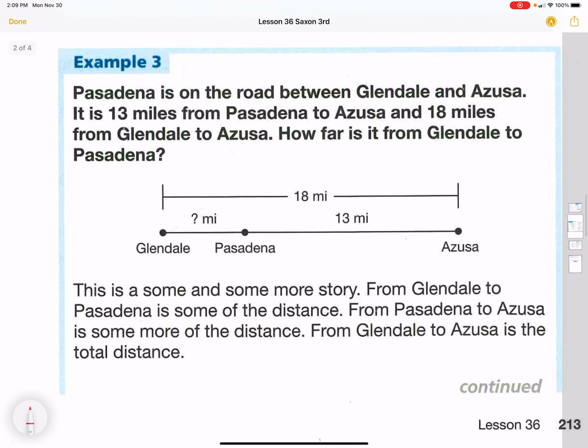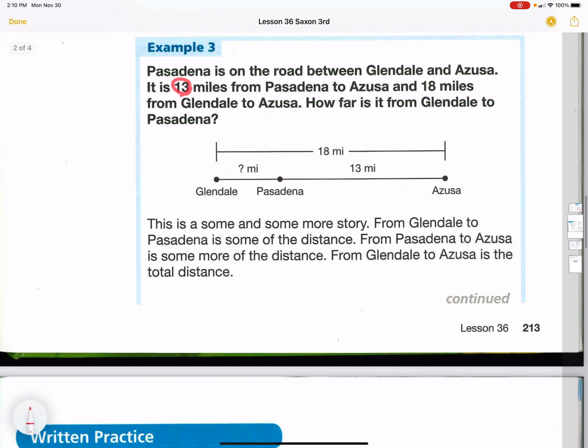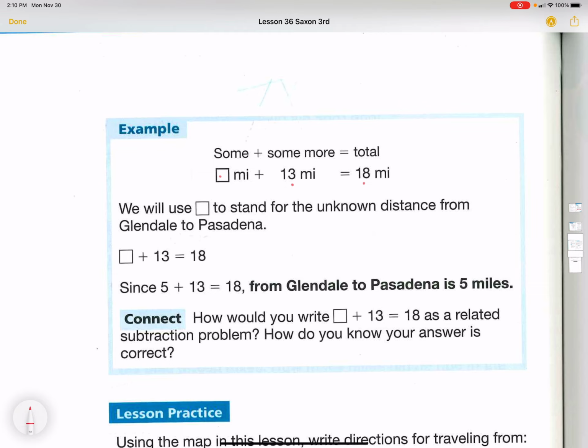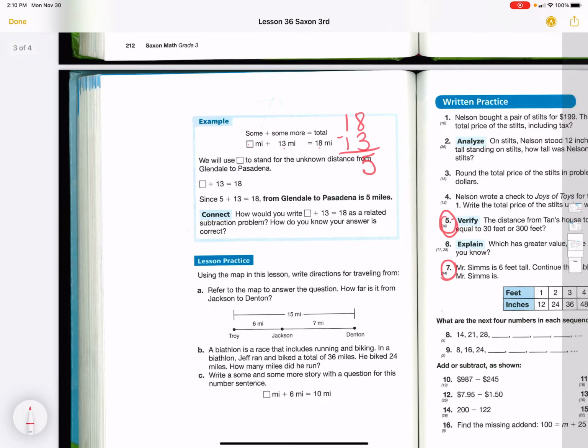That one is different. Pasadena is on the road between Glendale and Azusa. It is 13 miles from Pasadena to Azusa. And it's 18 miles altogether from Glendale to Azusa. So what's happened is we know how much it is all equal to, and we know how much this little piece is equal to. So we have all the information we need to find this. Okay, and it would look like this. We had some miles and added 13 and got 18. Some of you are probably in your head already saying, I know what that is. Say 18. Because if you don't know what it is off the top of your head, you know what strategy to use, and that is subtraction. 18 minus 13 is 5 miles that we were missing.